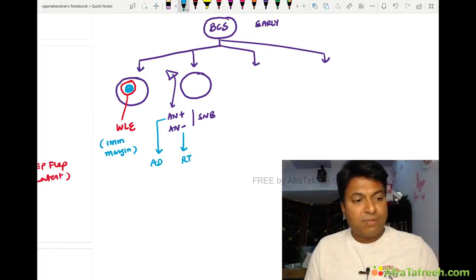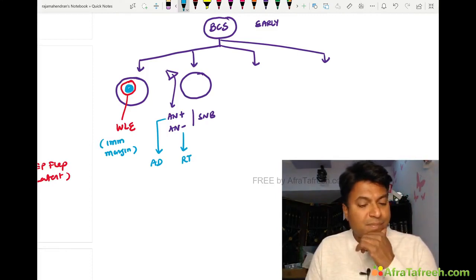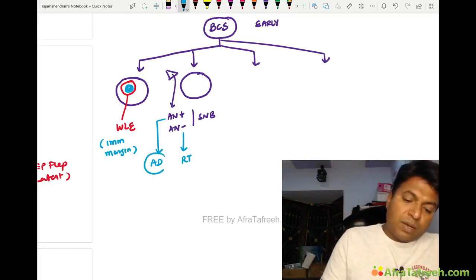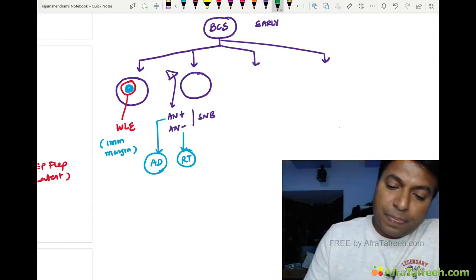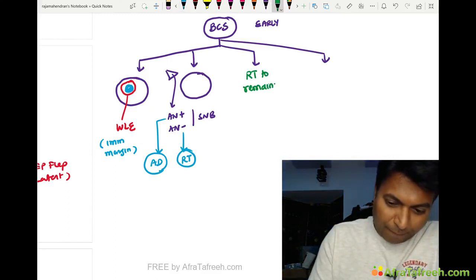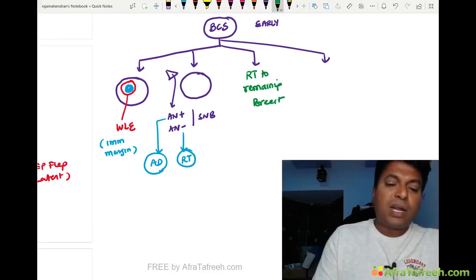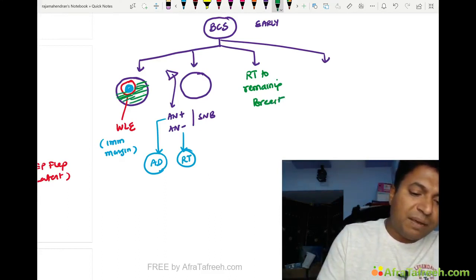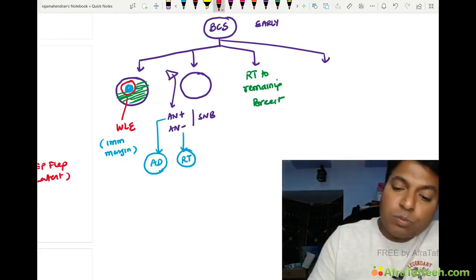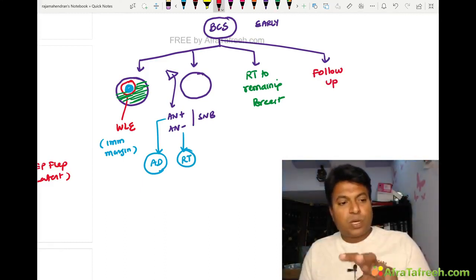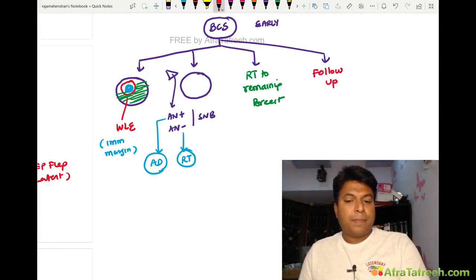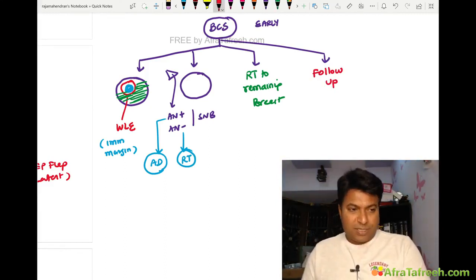Yes, DIEP is a free flap. In axillary node positive cases, we should do an axillary dissection. In negative cases, I should do radiotherapy to the axilla. Number 3, radiotherapy to the remaining breast. Because we have not removed the entire breast, I should give radiotherapy to the remaining breast. The 4th point is most important: I should keep the patient on follow-up. So these 4 together are known as breast conservative surgery.